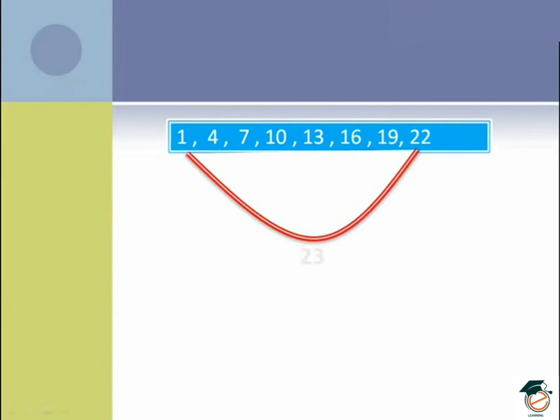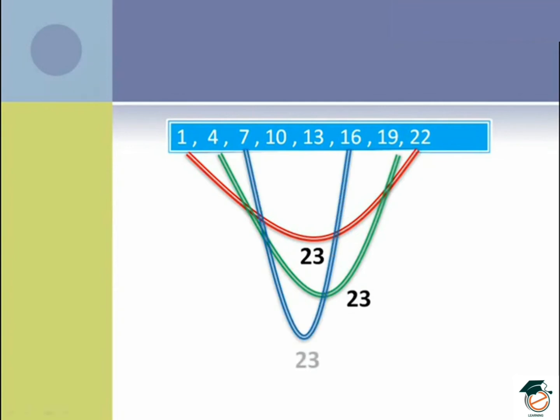Now the sum of the first and the last term is equal to 23. Similarly, the sum of the second term and the seventh term is equal to 23. These two terms are actually equidistant from the beginning and the end. Similarly, the sum of the third term and the sixth term is equal to 23, and also the sum of the fourth term and the fifth term is equal to 23.